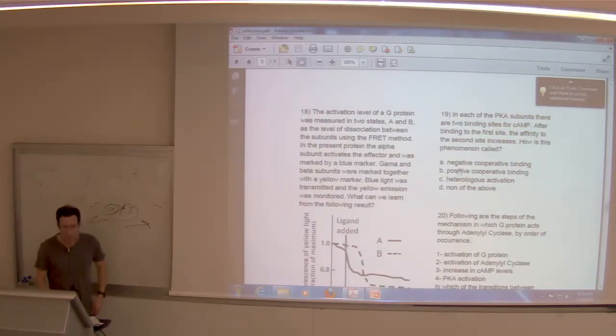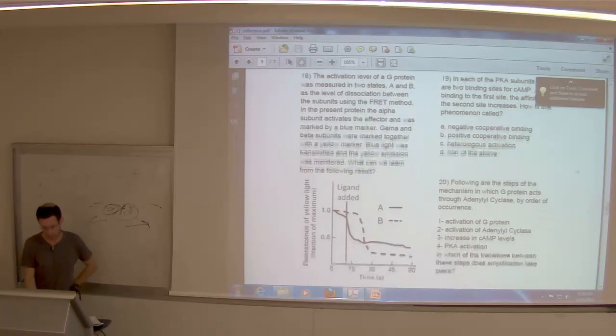Okay, 19. In each of the beta subunits, there are two binding sites. After binding to the first site, the affinity to the second site is different. How is this phenomenon caused? B, positive cooperative binding. Right, exactly. So you have a description of a situation, and how do we call it? It's positive cooperative binding. Okay, you got the picture.